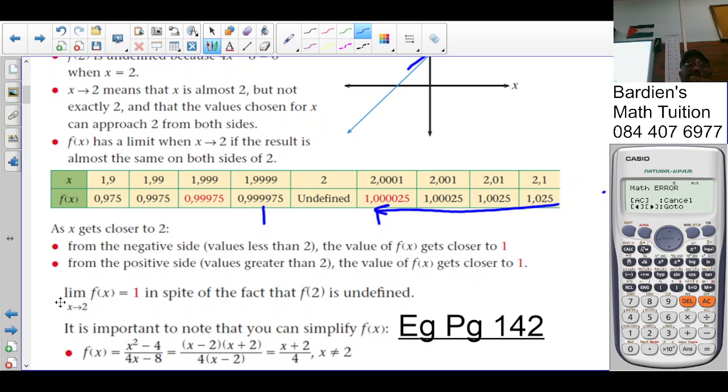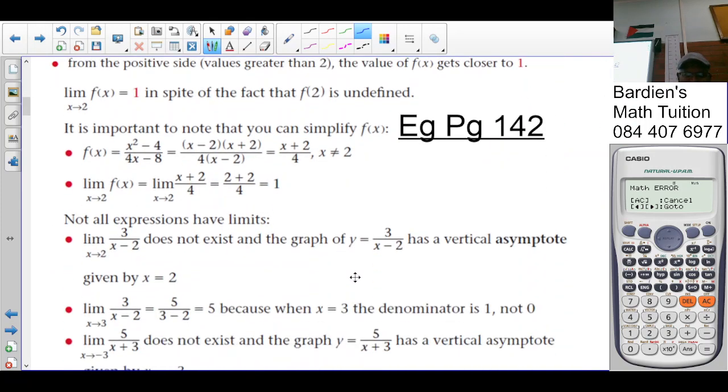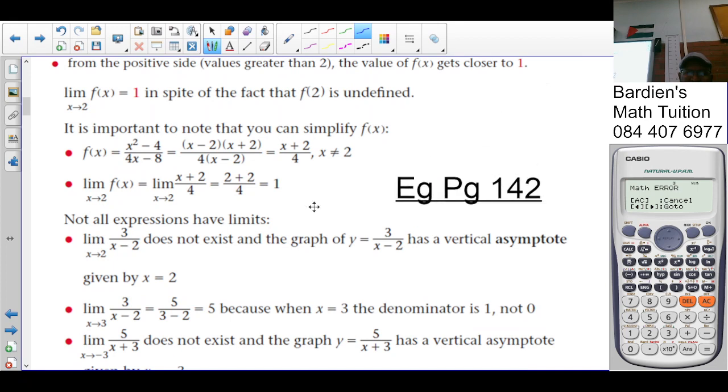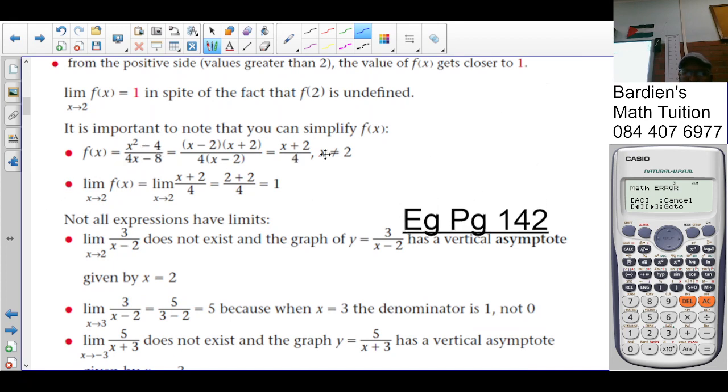We say the limit exists if and only if the graph coming from the left and the right is the same value. Not so? So we're saying the limit, that's where this LIM is coming from. The limit as x approaches 2 of f of x is equal to 1, in spite of the fact that f of 2 is undefined. Okay. Then we are told it's important to note that you can simplify f of x. We spoke about that there.